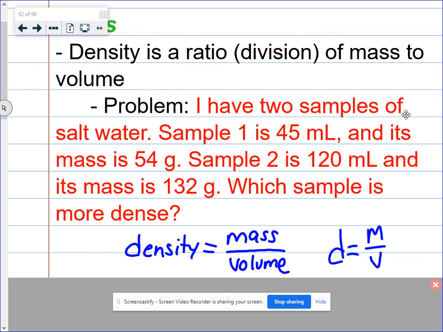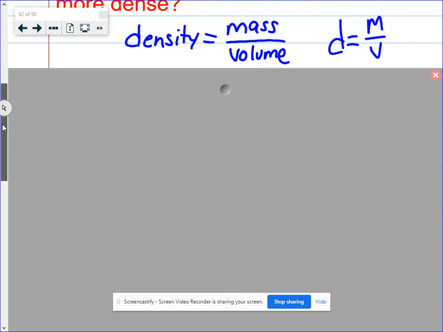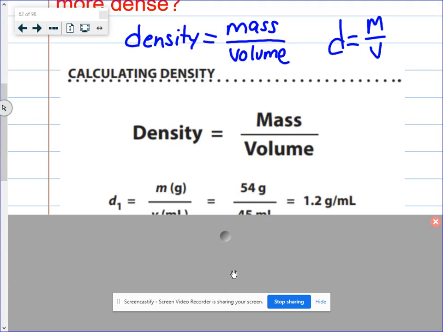A lot of you thought the 120 sample, number 2, might be more dense because the numbers are bigger, and that makes perfect sense. But remember that density is a ratio, meaning that I'm going to be dividing my mass by my volume, and this is the shortened abbreviation of it here: D equals m over v. You have this page in your tray, so I would like you to find it and glue it in right below it.